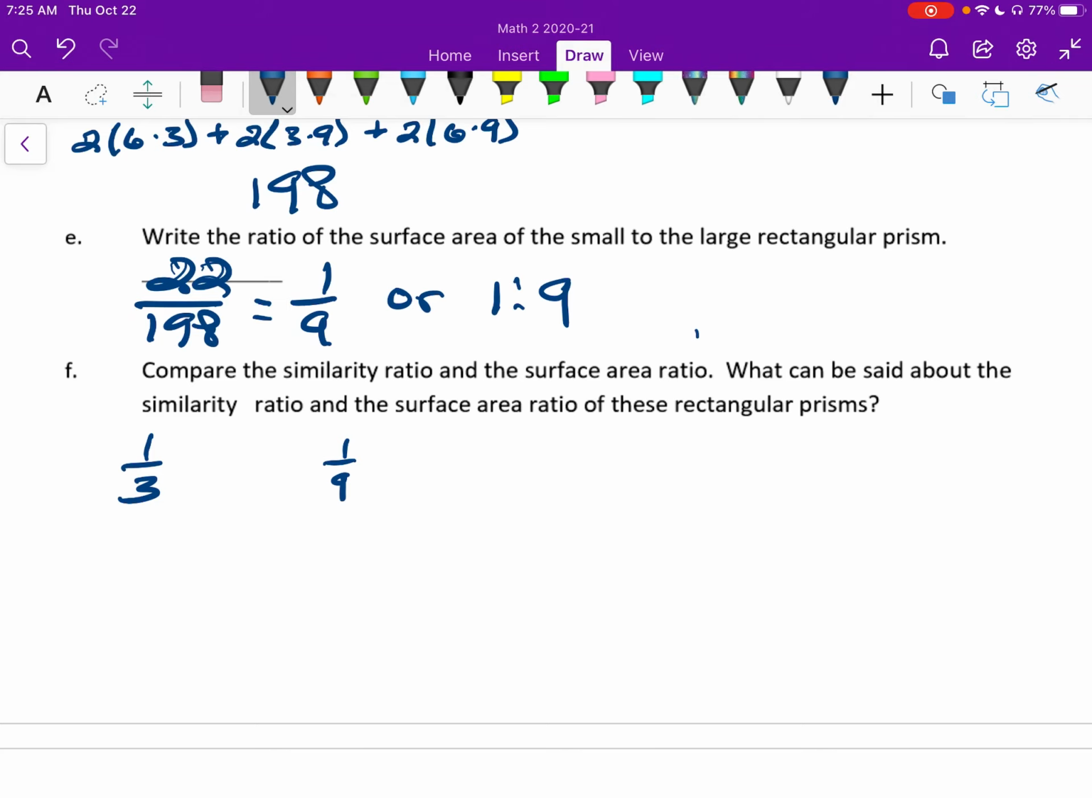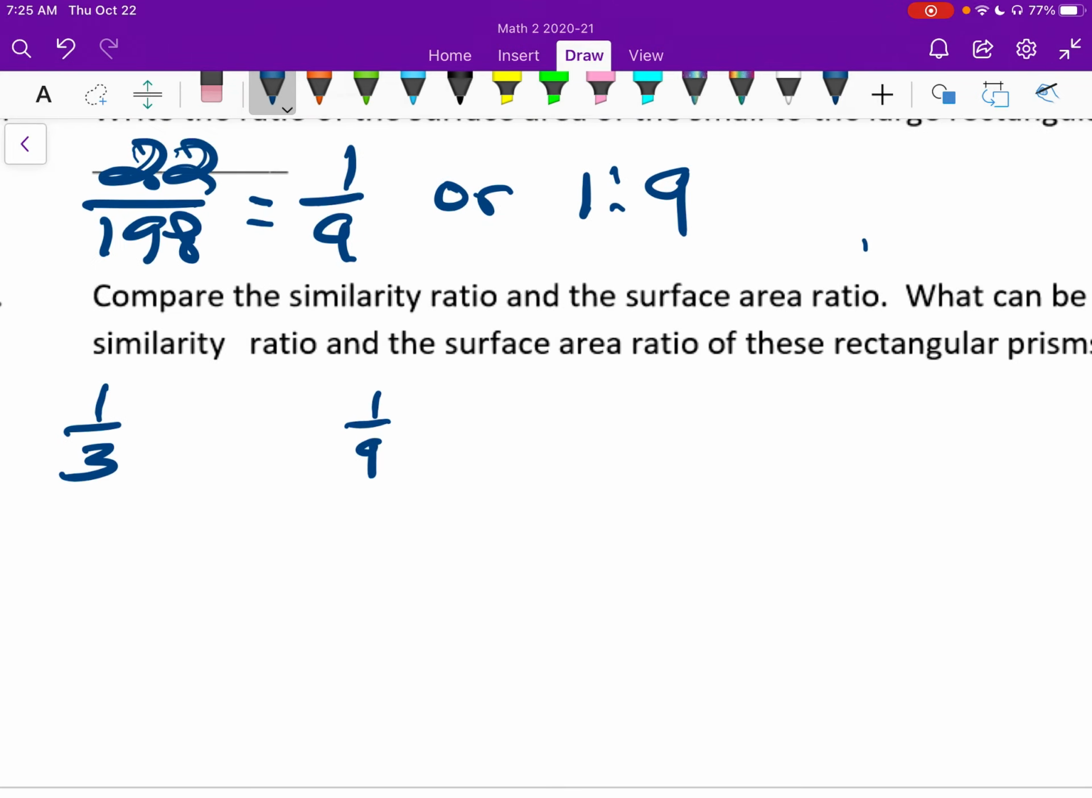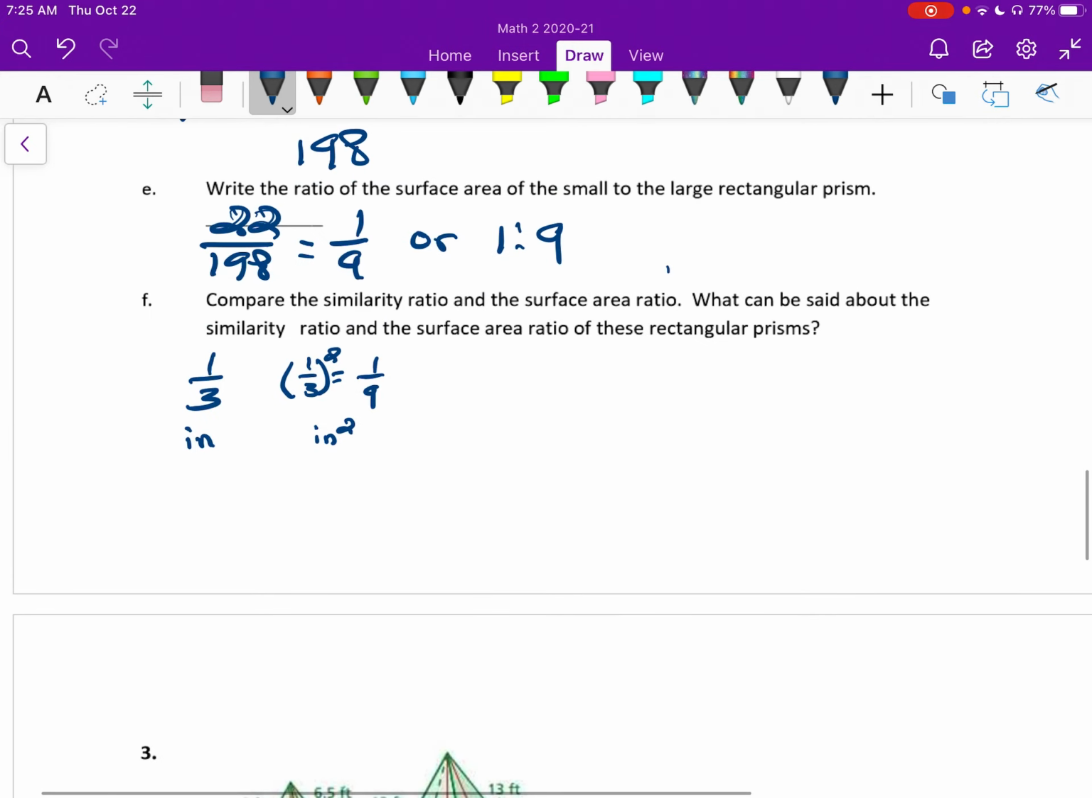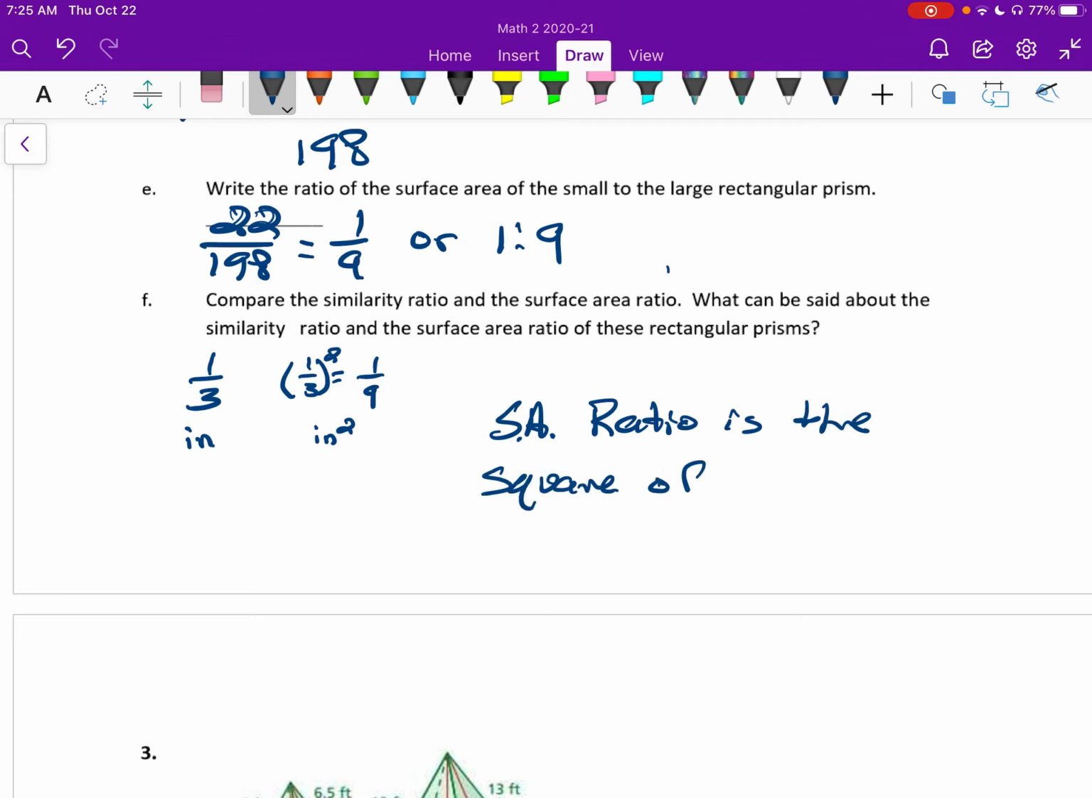Well, again, just like before, we should be looking at this and we say, well, this is 1 over 3 squared. Right? This is measured in inches. This is measured in inches squared. So again, we can say the surface area ratio is the square of the similarity ratio.